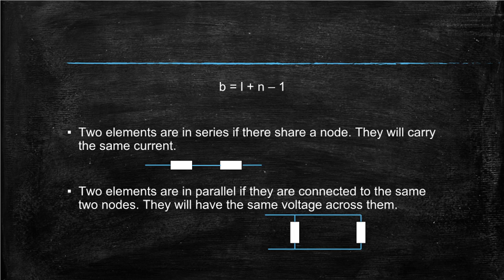They will carry the same current. In the previous circuit, the voltage source and resistor 1 are in series because they share node A. Two elements are in parallel if they are connected to the same 2 nodes. They will have the same voltage across them. Resistor 2 and resistor 3 are in parallel because they are connected to node B and C.